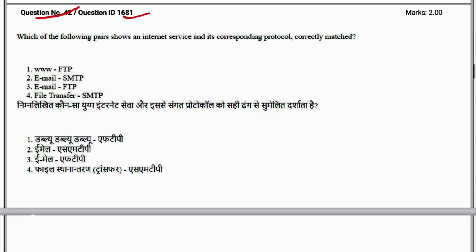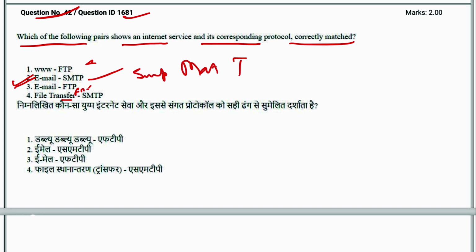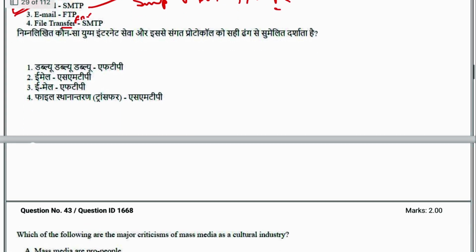Next is 81. Which of the following pair shows an internet service and its corresponding protocol correctly matched? WWW FTP, no. Email SMTP, yes. Email FTP, no. File transfer, this is FTP. So 2 is the answer. File transfer protocol is FTP. And what is SMTP? Simple mail transfer protocol.